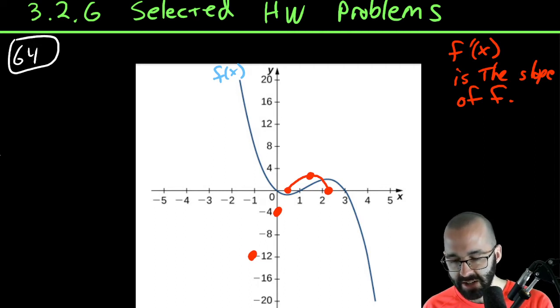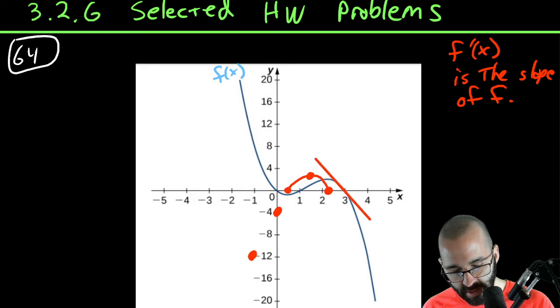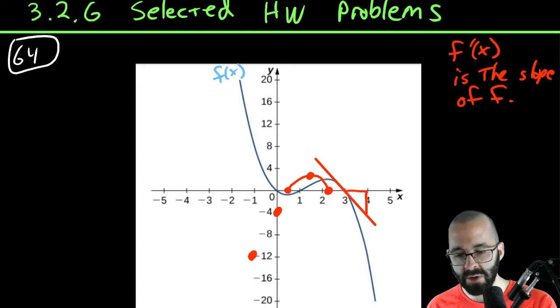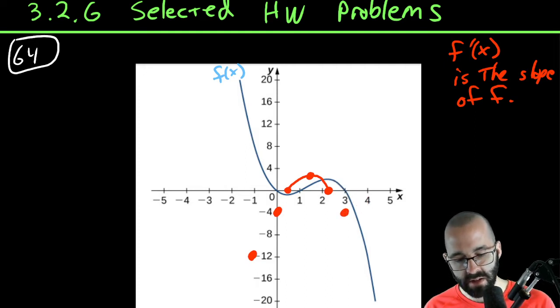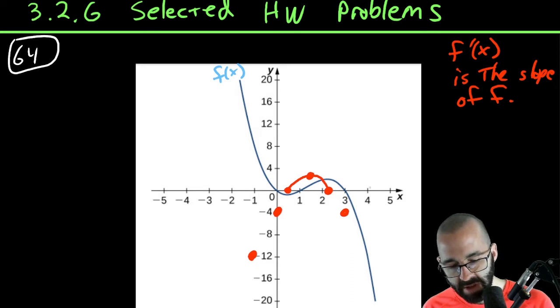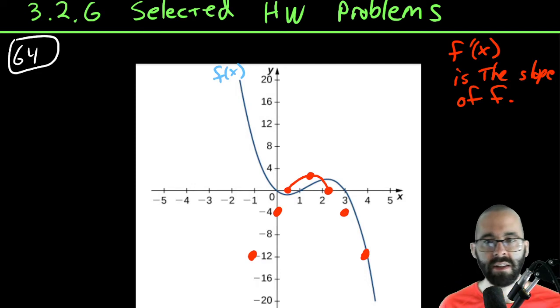And we can do it on the other side as well. What about at 3? Well, at 3, what does the slope look like right here? We can go right 1, and we go down about 4. The slope is about -4 right here. So plot that on our slope graph. And we can do the same thing at 4. And again, you get a slope around here.